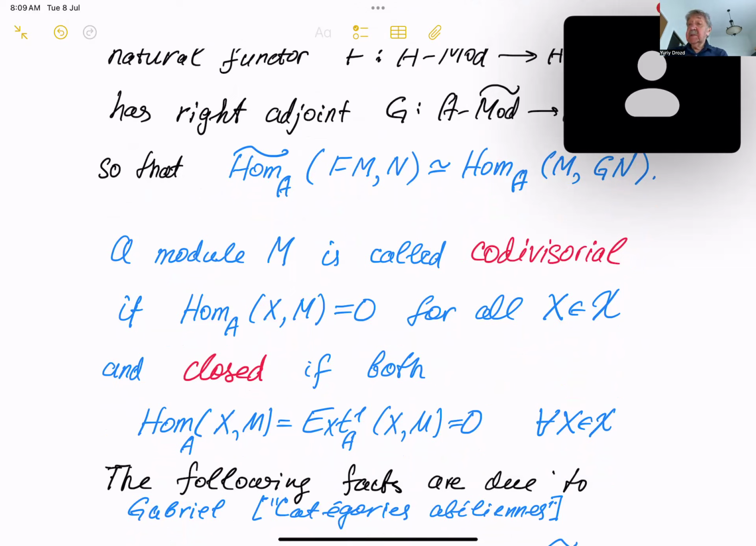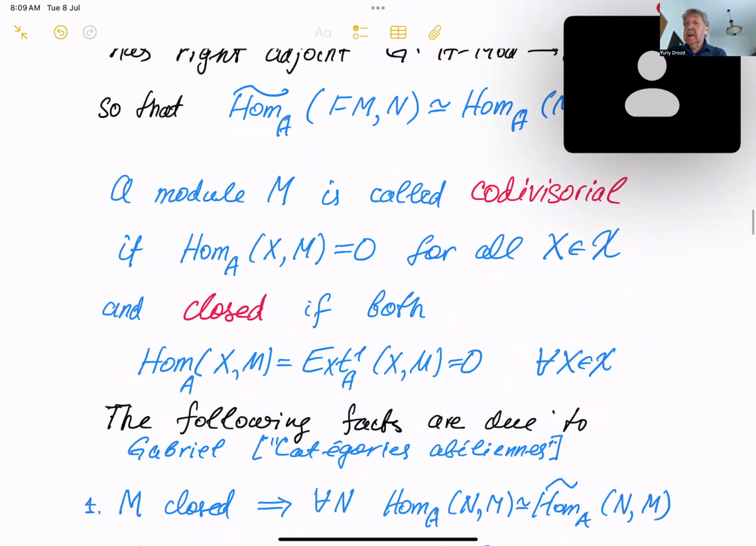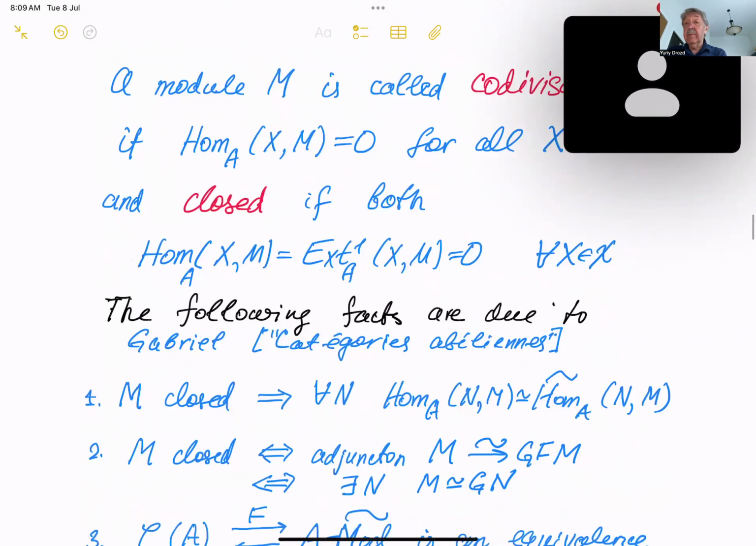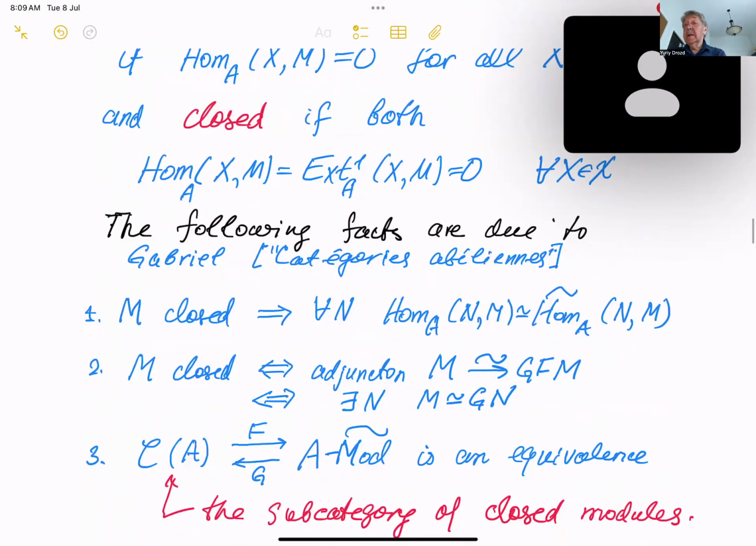Closed is a term of Gabriel from Des catégories abéliennes, and the following facts are due to this paper of Gabriel. If M is closed, then for any N, homomorphisms from M to N are the same in the category of modules and in this quotient tilde category.